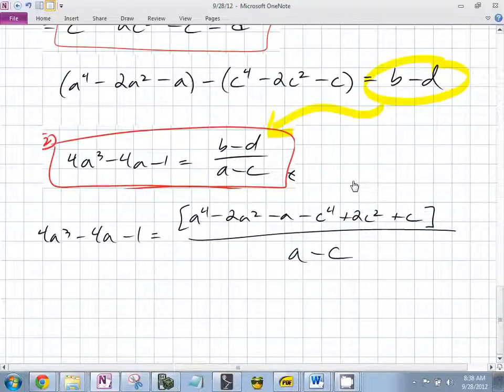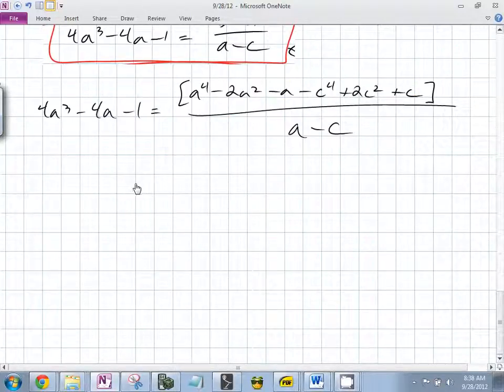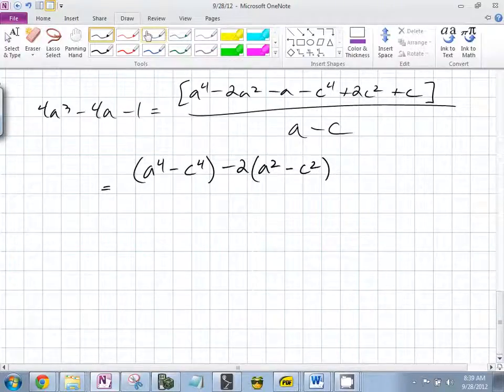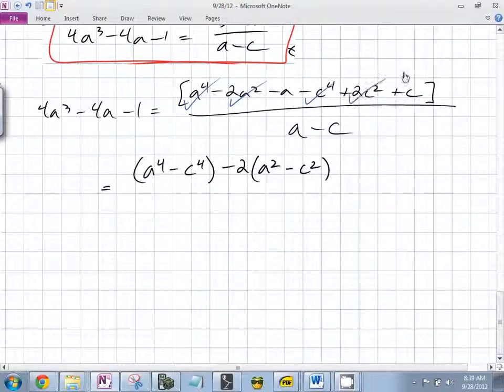Let's group things nicely and see what we can factor. Exactly. So what do we have here? We have a to the 4th minus c to the 4th, and minus 2 times a squared minus c squared, right? So what did we just take care of there? We just took care of that, and that, and that, and then what do we have? Minus what? All over what?